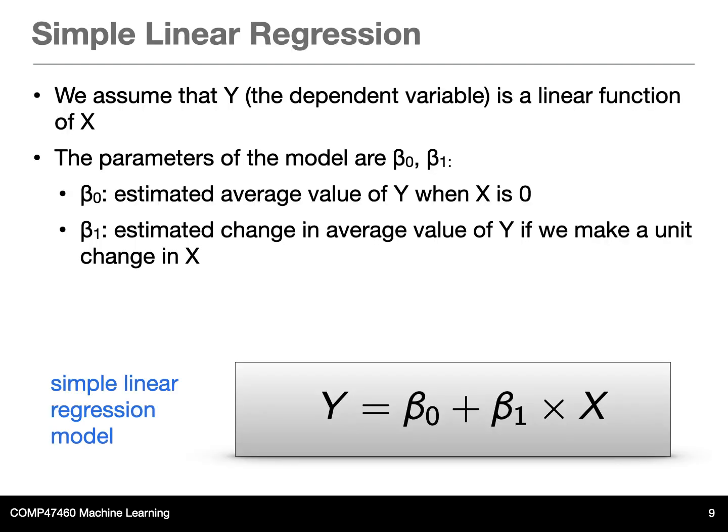Here we're showing the formal expression of the simple linear regression model, where we're showing the dependence of y, the dependent variable, on the input variable x. The parameters of the model are given by beta 0 and beta 1. The way we interpret beta 0 is that it's the average value of the dependent variable y when x is 0. Beta 1 tells us the estimated change in the average value of y if we make a unit change in x.